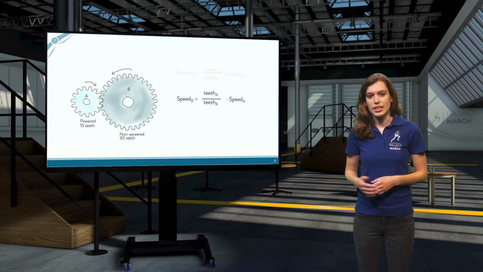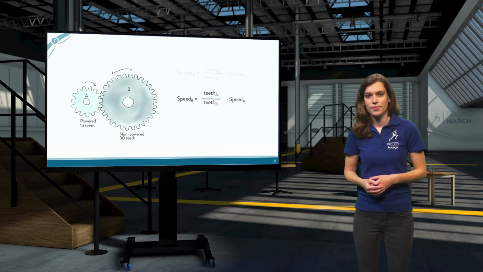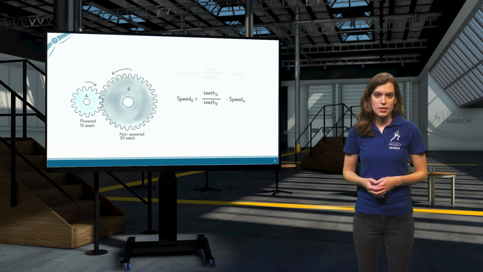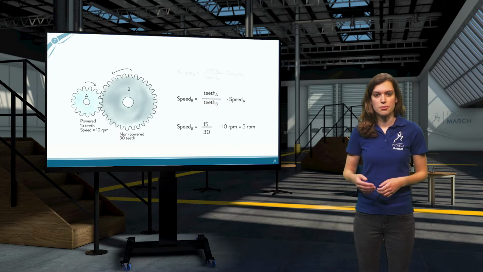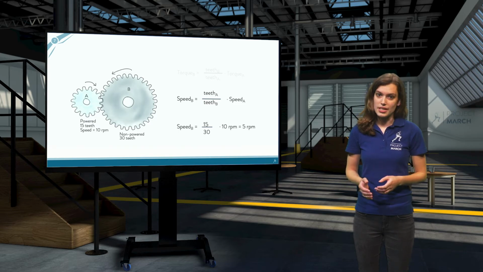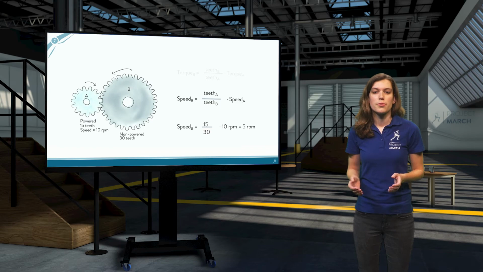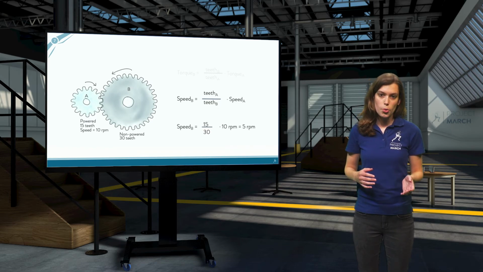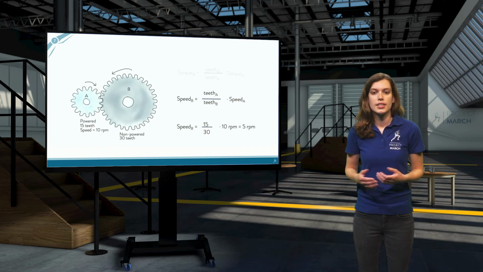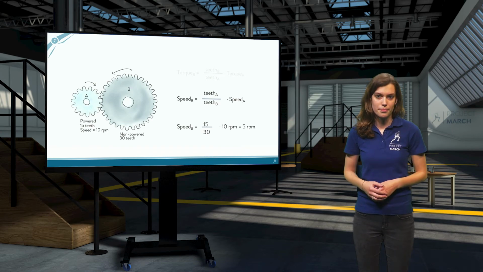Can you see the only thing that has changed is the teeth ratio calculation? So let's say the powered gear moves at a rate of 10 rotations per minute. If we use the same gears again, the second gear will move at 15 divided by 30 times 10 equals 5 rotations per minute. So its torque has doubled, but its speed has halved. You should realize, though, that using these gears, the direction of rotation has changed from clockwise to counterclockwise. This is an example of a simple gear system.